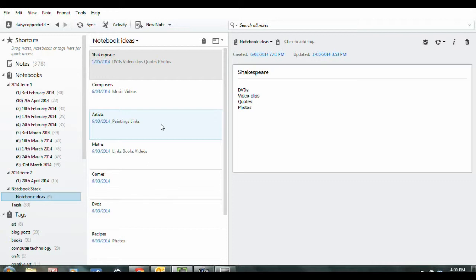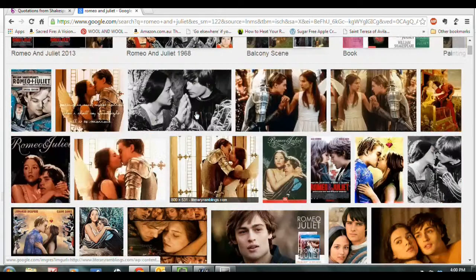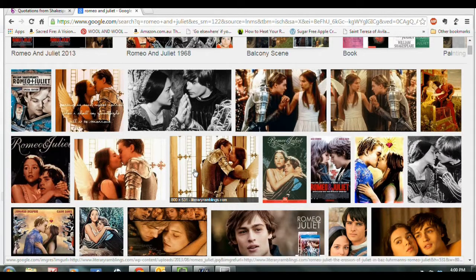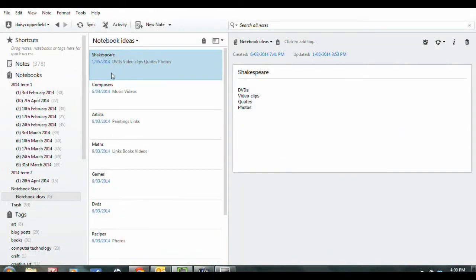I think a lot of these things look good for parents. They look good for records, but sometimes children aren't interested in actually keeping the notebooks. So what I'm going to do is, first of all, show you what you could do. Like this Shakespeare one, for example. Now, if I go onto the internet, this is Romeo and Juliet images from the movies, the book, the DVD covers. There's probably book covers here too. They could all be copied and pasted into a Shakespeare notebook.